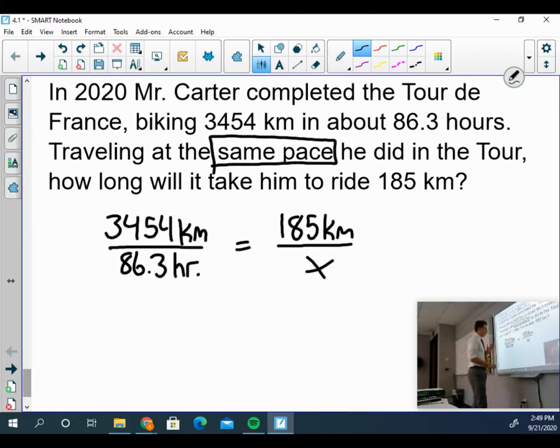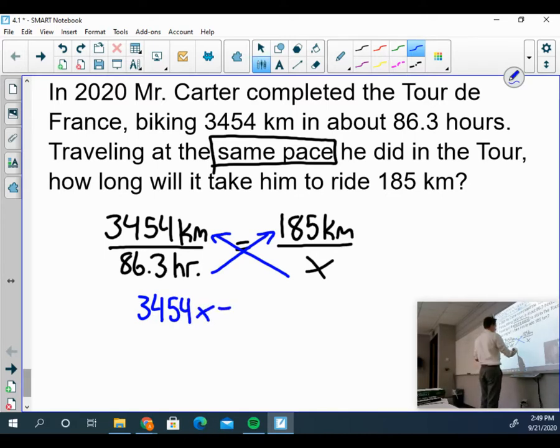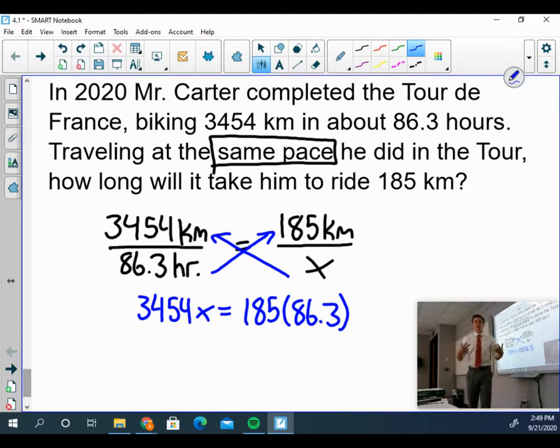So where are we going to go from here? Well, you have two ways of solving this, right? I want to get x by itself. Okay, so how could I do this? I can cross multiply. So that will be 3,454 times x equals 185 times 86.3.